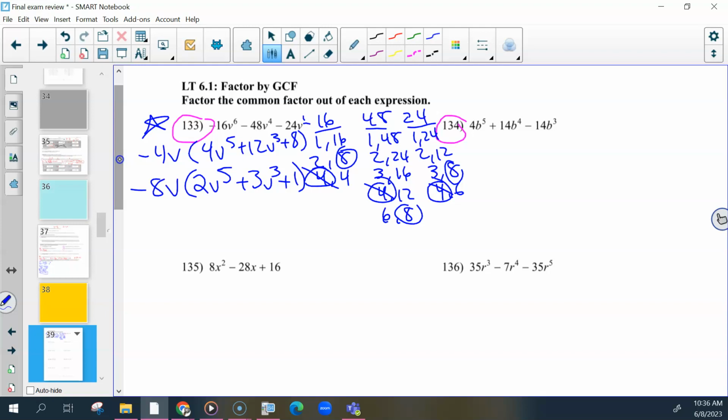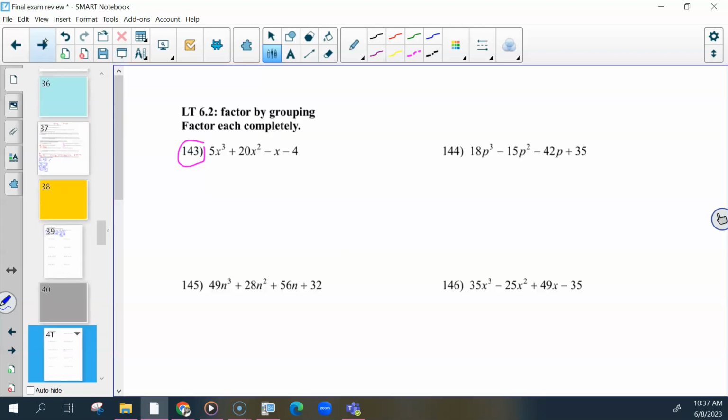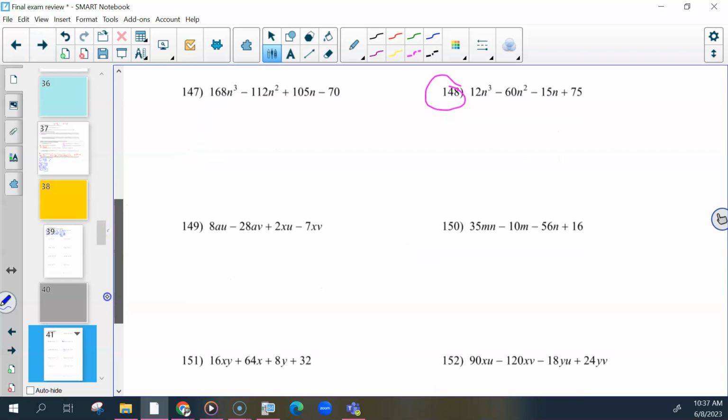Other questions on this page? Go on to the next. Now we're factoring by grouping. Which of these do we want to go over and have questions about? Look and see if they all have a GCF first.